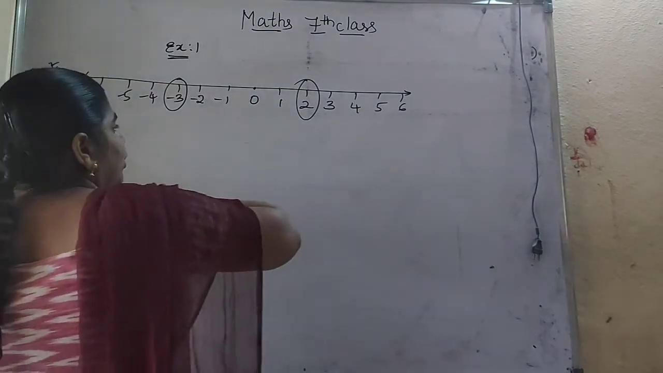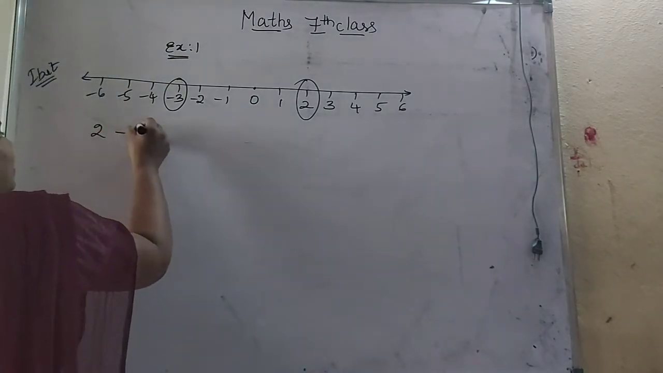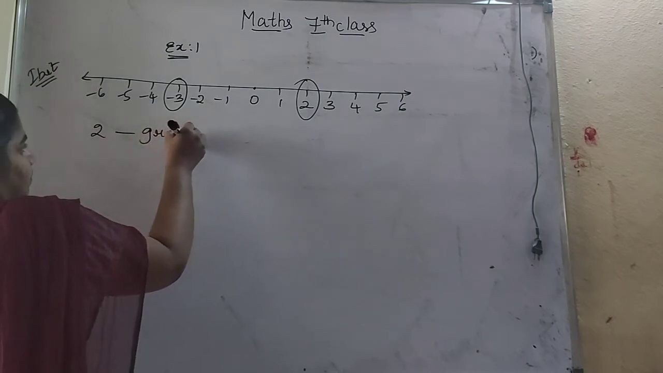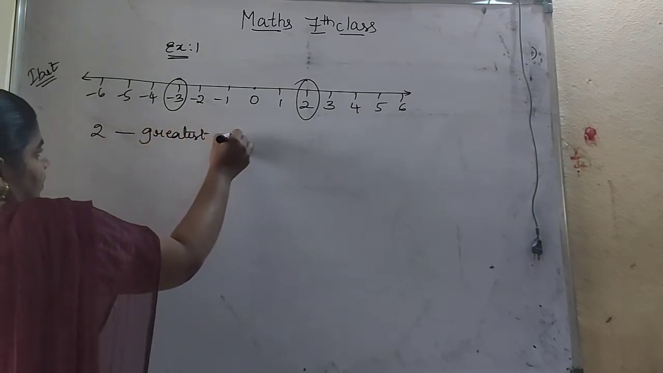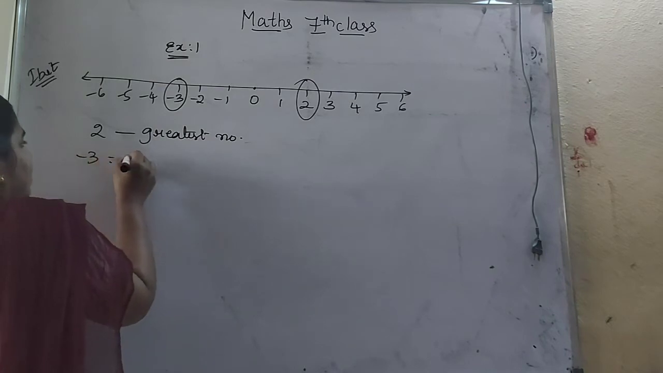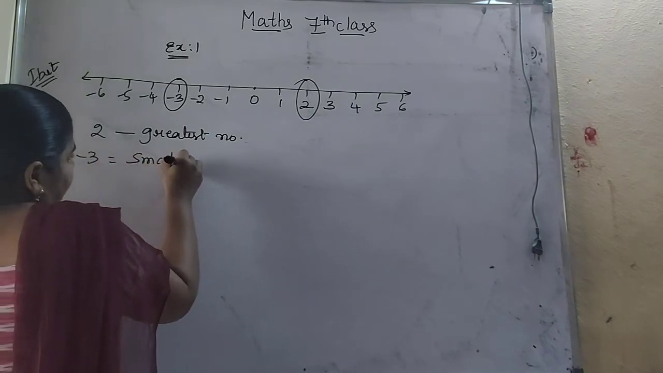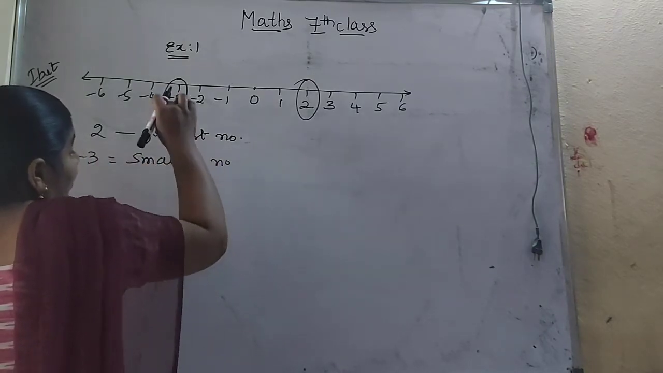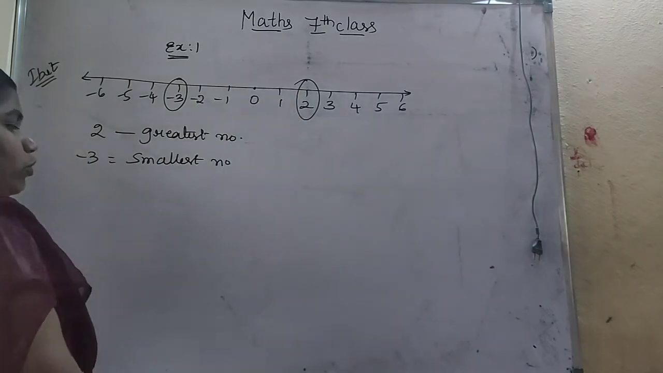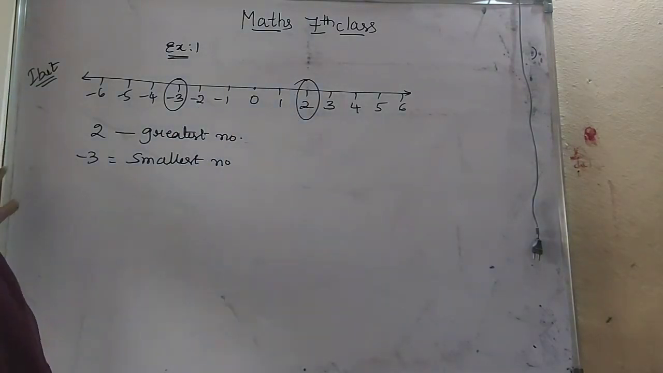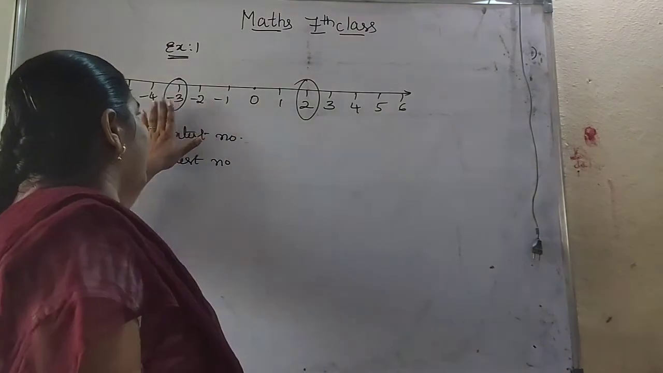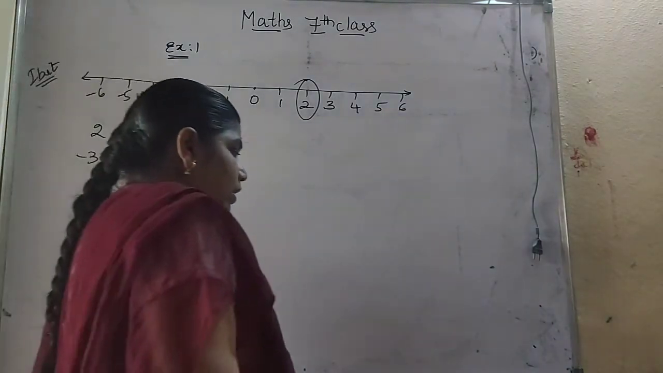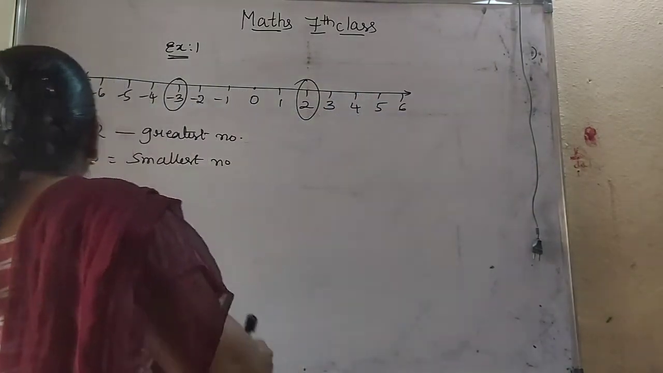So by that condition you can say that 2 is the greatest number and minus 3 is the smallest one. Only between minus 3 and 2. If you are comparing minus 3 and 2, then 2 is the greatest one and minus 3 is the smallest one. Next, second bit.